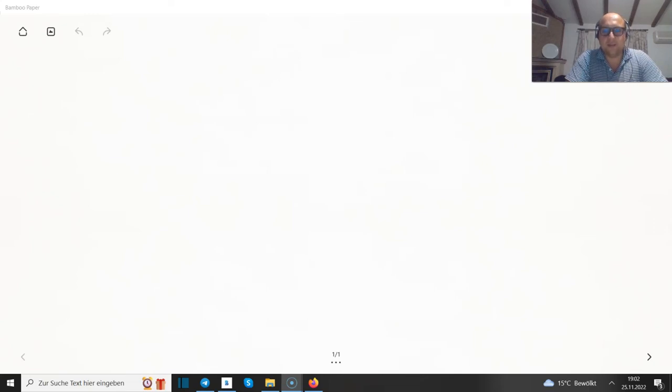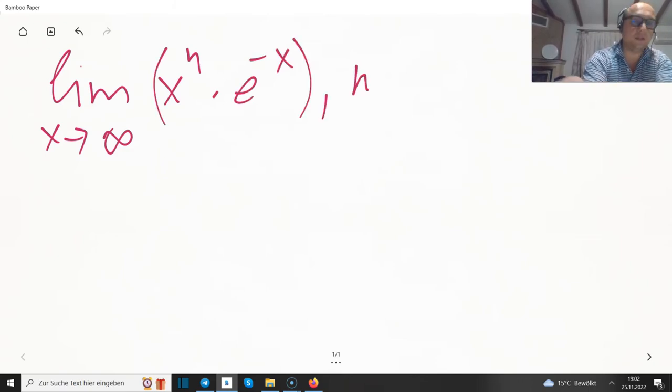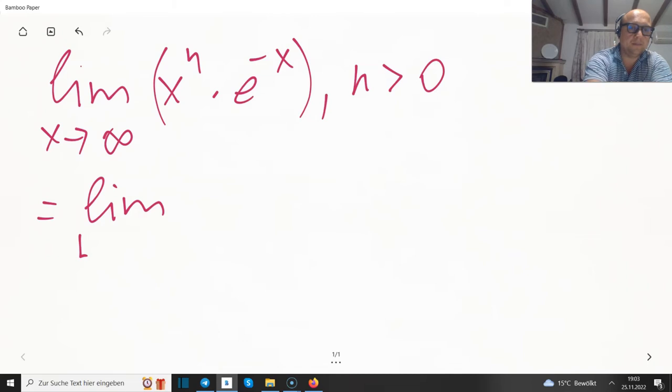I'm still in love with L'Hopital and gonna do some more examples tonight. So let's see. We have a limit as x goes towards infinity of x to the power of n times e to the power of minus x, and we are considering a positive value of n. I explained a little bit in the previous example that e is stronger than any polynomial, and here we just have to rewrite it and apply it immediately.